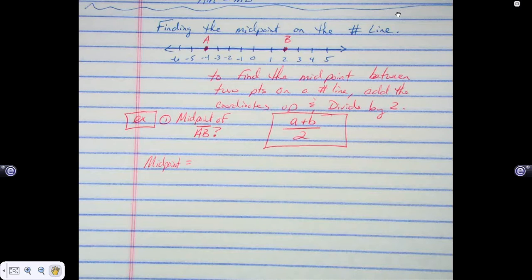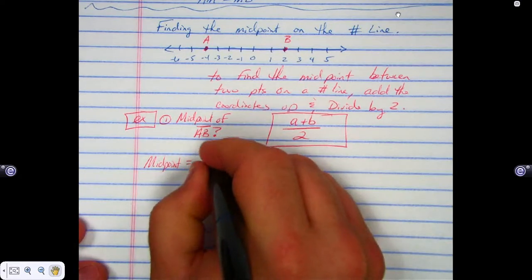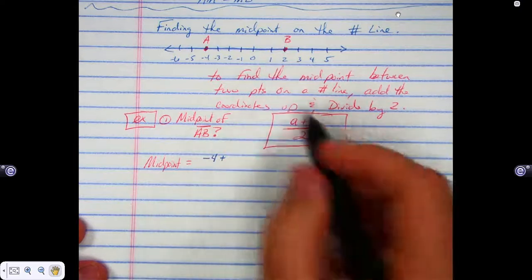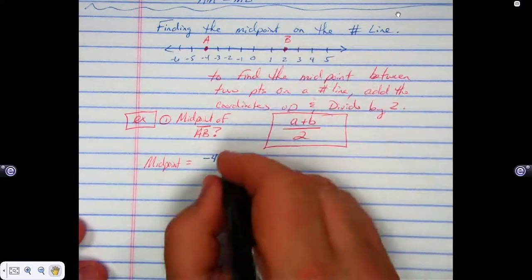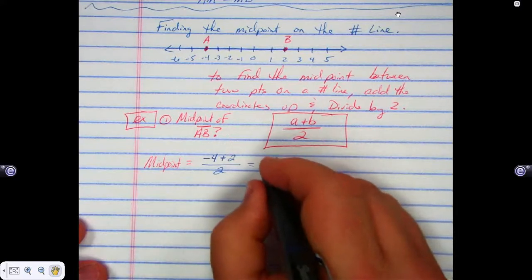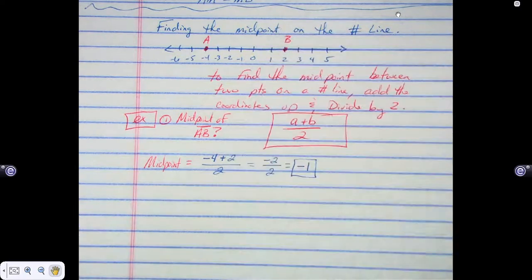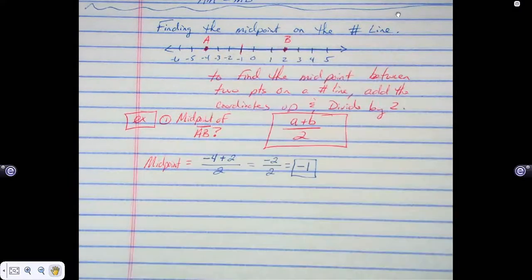Would equal what? -1. Well, how would you get it? -4 plus 2. Okay, the coordinates of A are -4, right? Add it to the coordinates of the other one. What's the coordinate of the other one? 2. Then divide that whole thing by what? 2. You get a -2 over what? 2. Which is a negative what? Now, since we have the picture, does that seem like it's right in the middle at -1? 1, 2, 3, 1, 2, 3. It is right in the middle, isn't it? That's easy enough, isn't it?